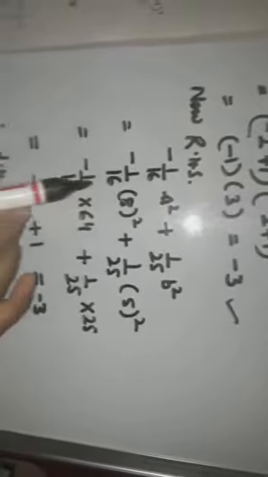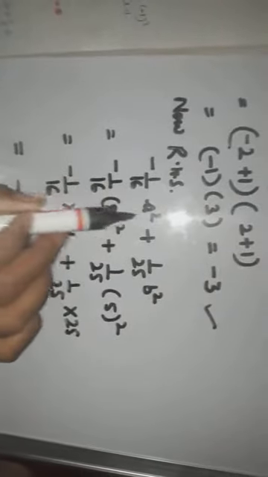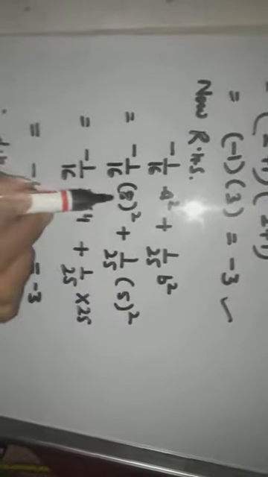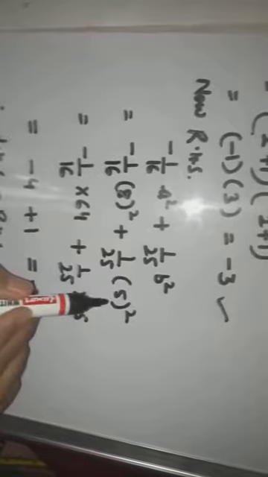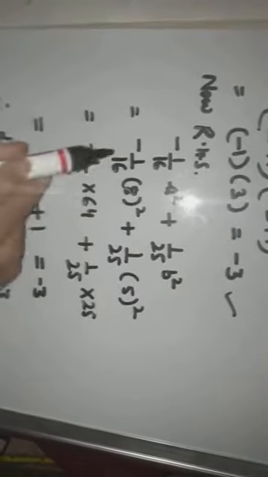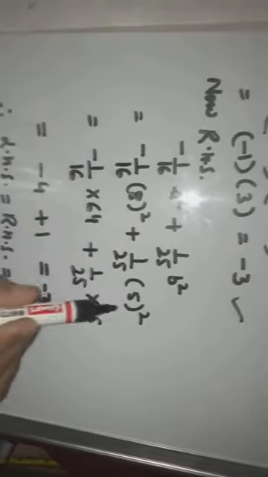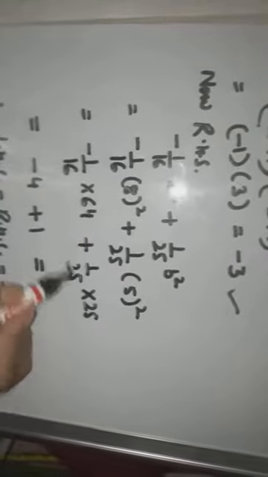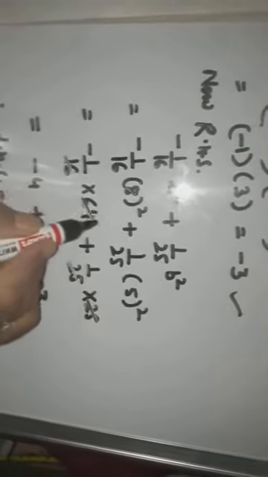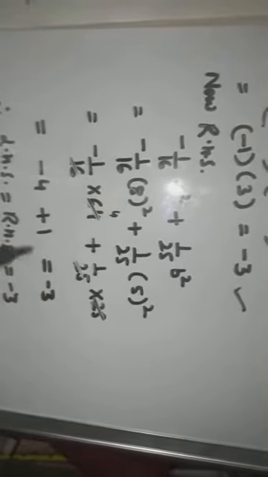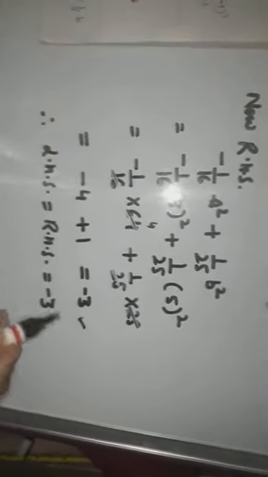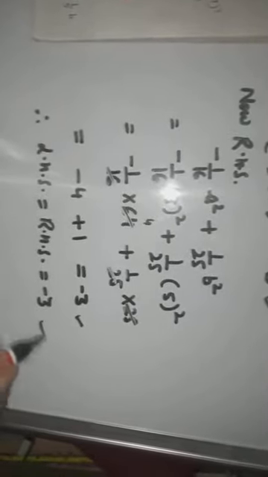Now we have to check it for the right hand side. In case of the right hand side, it is minus 1 upon 16 a square plus 1 upon 25 b square. Here a is 8, so 8 square, and b is 5, so 5 square. That is equal to minus 1 upon 16, 8 square is equal to 64, plus 1 upon 25, 5 square is 25. 25 we can cancel there, and 16 4s are 64, so it is equal to minus 4 plus 1, which is equal to minus 3. So therefore the left hand side is equal to the right hand side and that is equal to minus 3.